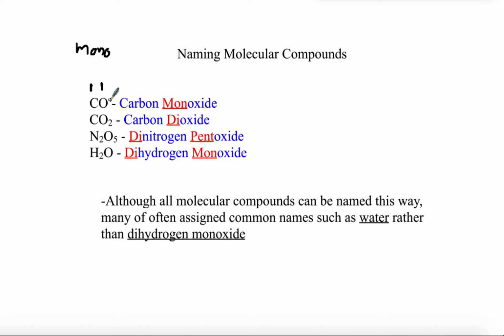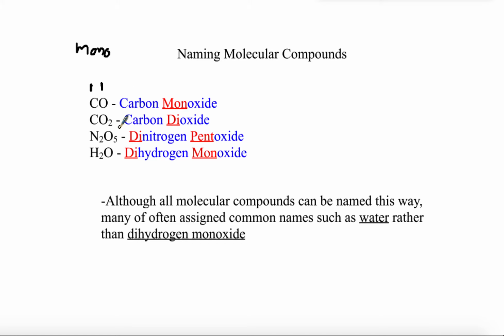But I have one oxygen, so I can use mono for the second element. So oxygen, the ending has to change to an "ide," so oxide. If I have one of those, it's monoxide, or one oxygen. So one carbon, one oxygen takes the name carbon monoxide. This basically tells me one carbon, one oxygen.